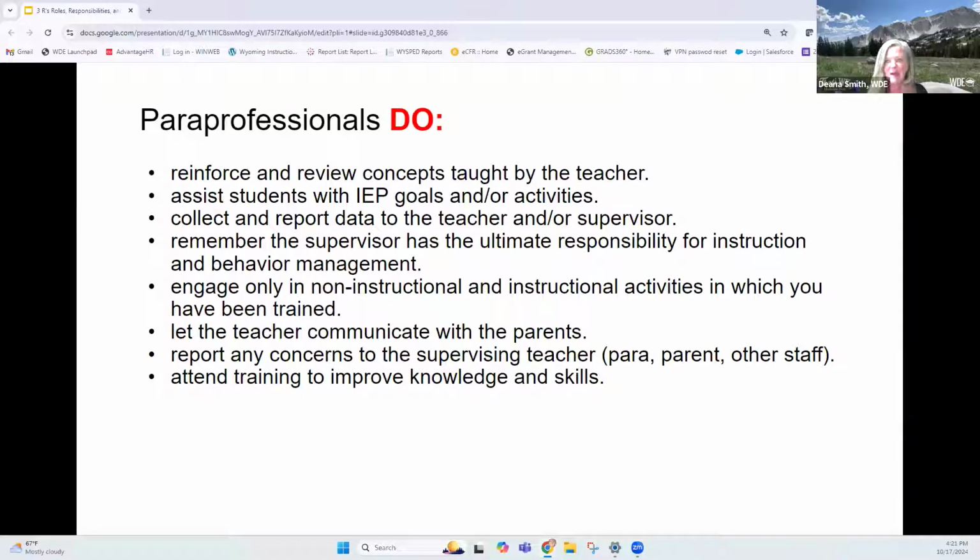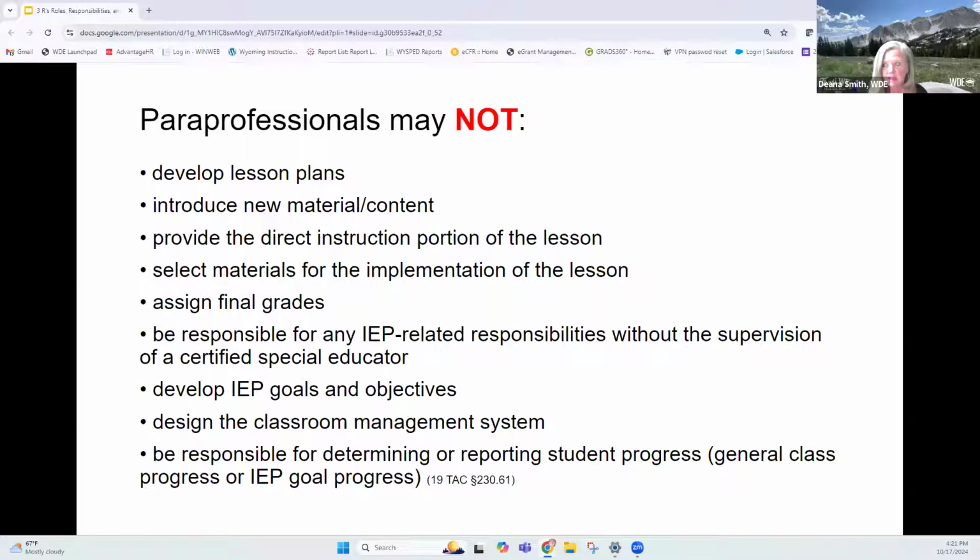So here's just a few things that paras do. Like we said, they reinforce and review, they assist students. They let the teacher communicate with parents, and I want to really point that out. Sometimes there have been some legal issues of paras revealing things to parents when they shouldn't have done that. So just be careful. I would just let that teacher take that. They're the ones who are ultimately responsible.